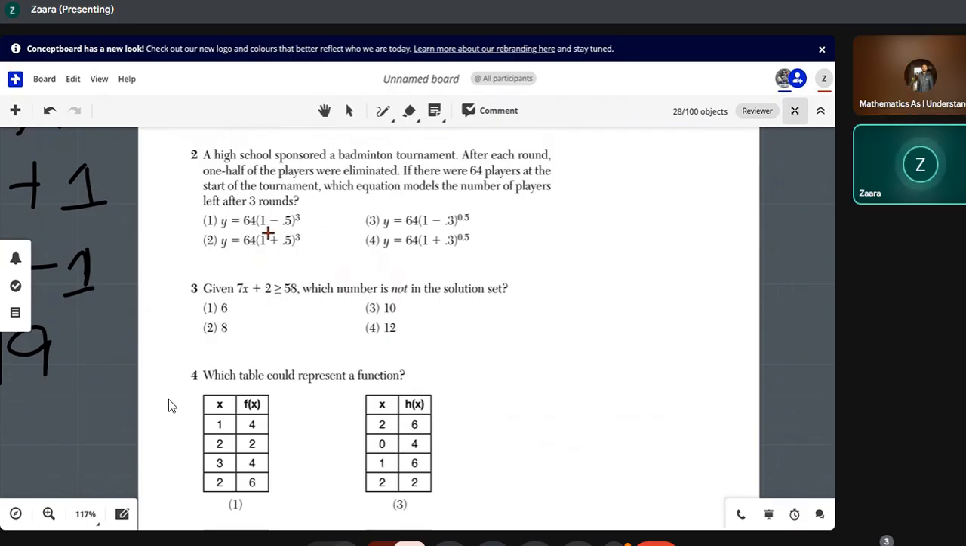I had a little issue with that one. I didn't know which one to pick. Okay, now is it clear? Yep. Okay, select this one and move to the next one.